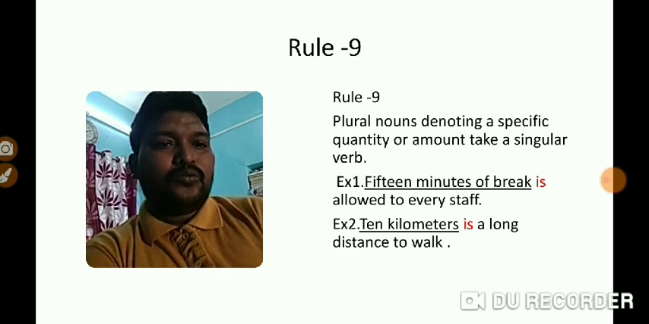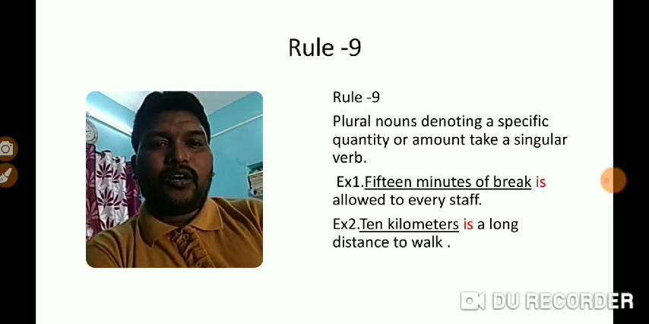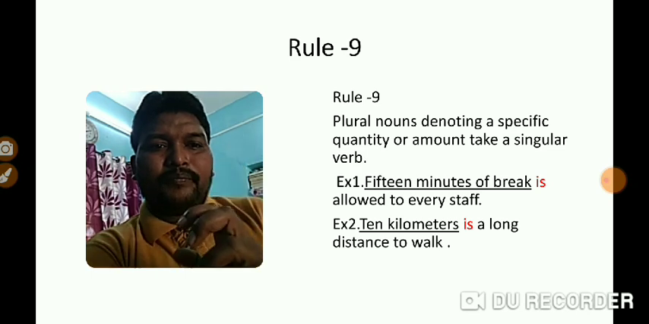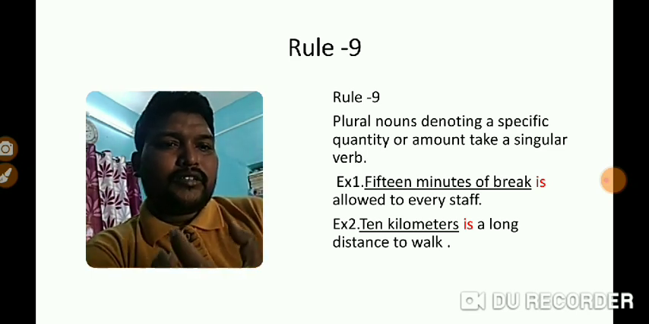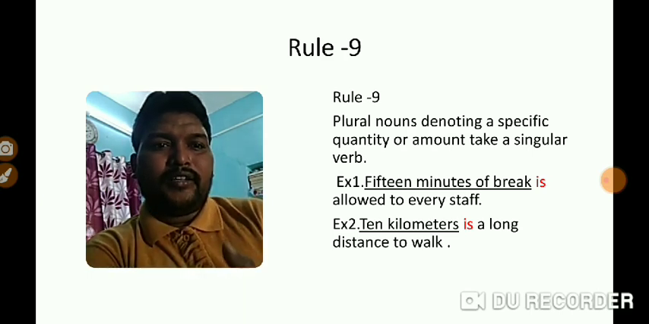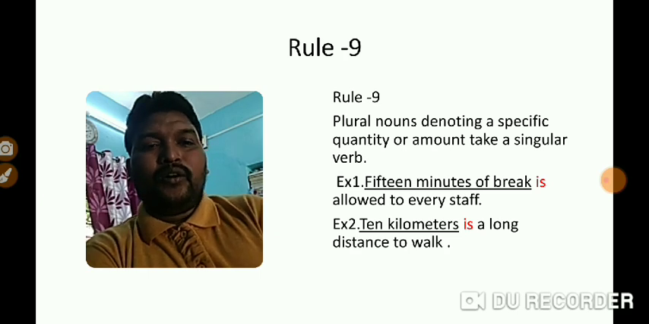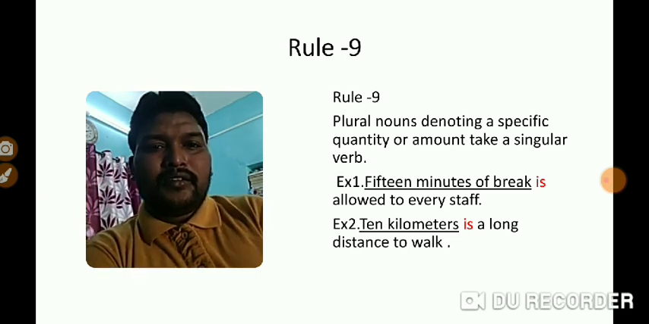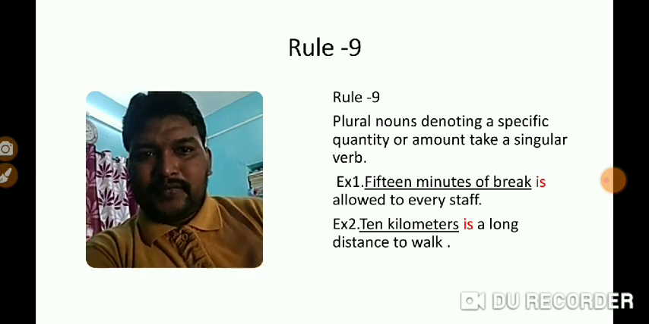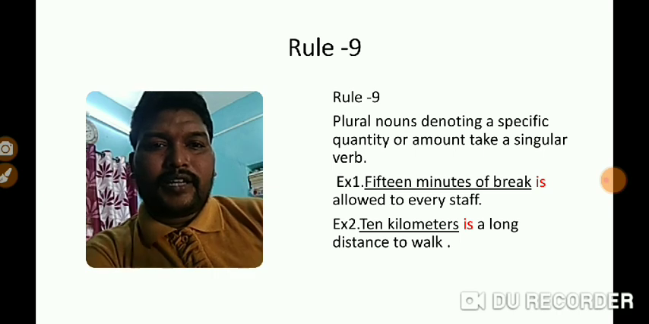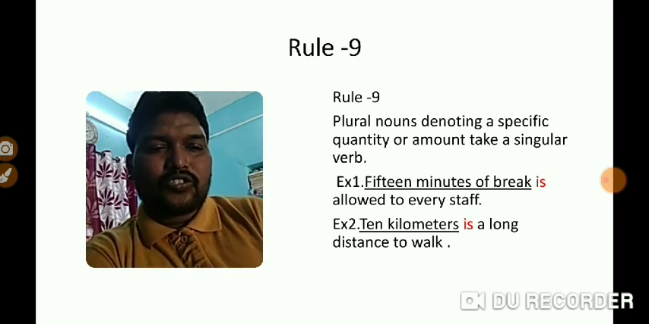So what you need to do, if the subject is referring to a particular amount or quantity, like 3 hours, 10 kilometers, 15 minutes, 30 days, these are all what? 30 days is a long time. Never say 30 days were a long time. Or you can say 30 days was a long time. Either word can be used.